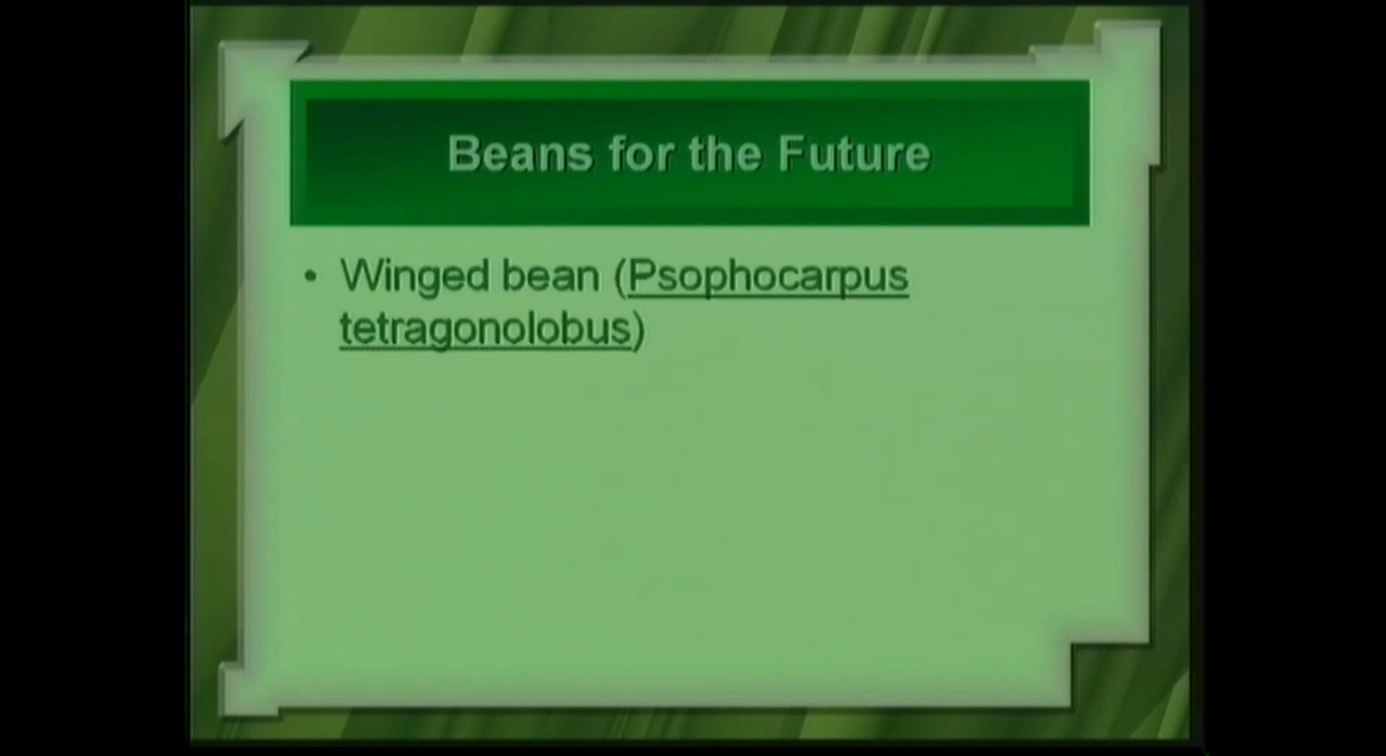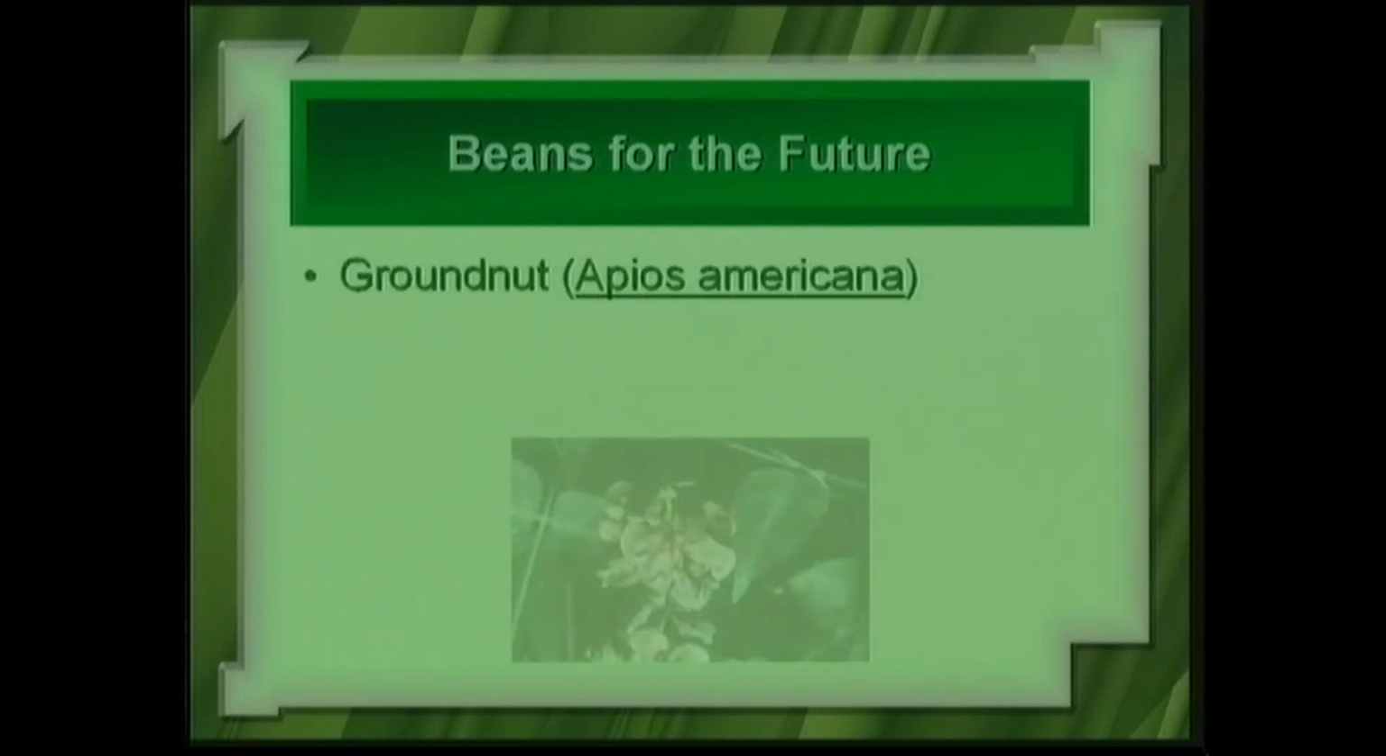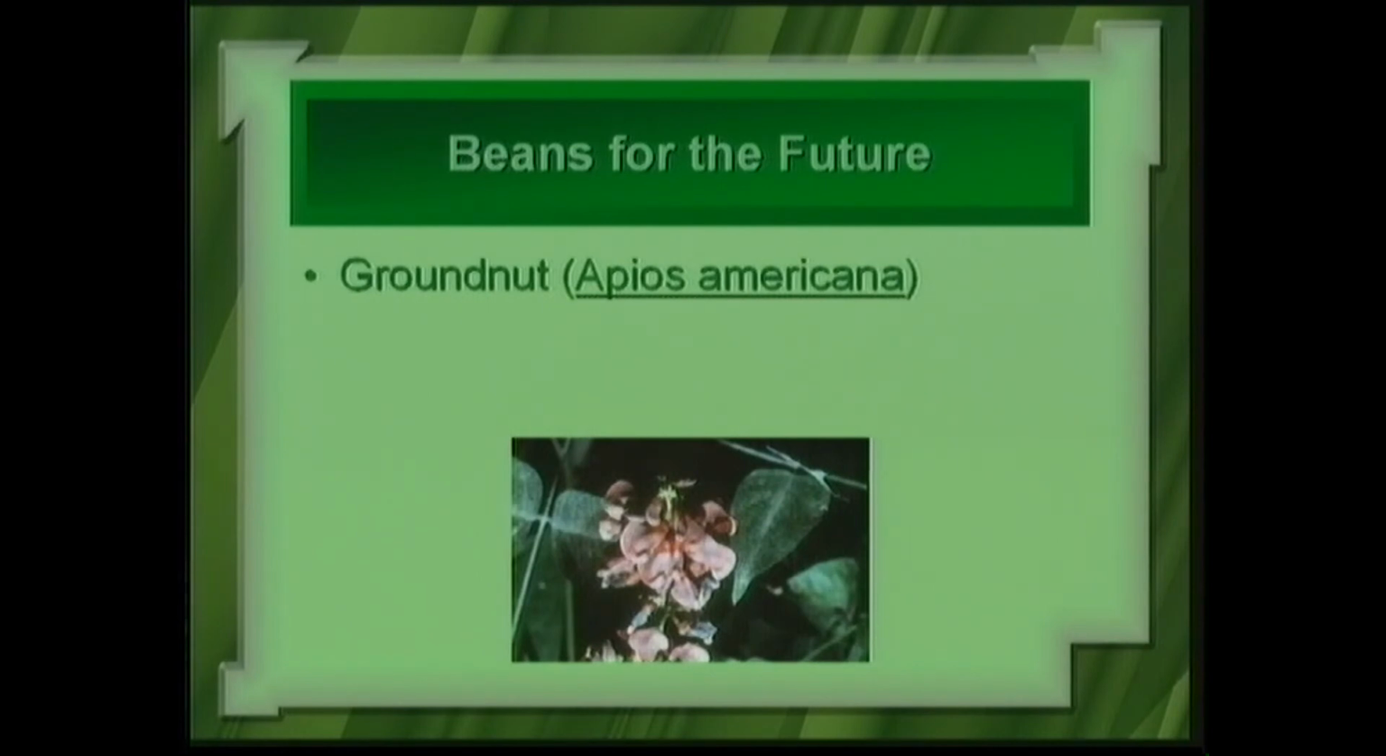The thing about it too, your textbook puts forward the idea that maybe the wing bean will be as important for tropical agriculture and the regeneration of tropical soils, as the soybean has been important for the regeneration of some temperate area soils as well. Maybe that. Another possibility for the future is something called a groundnut.